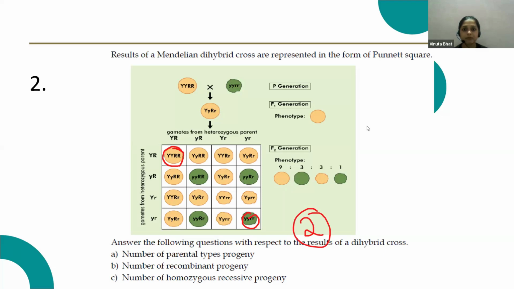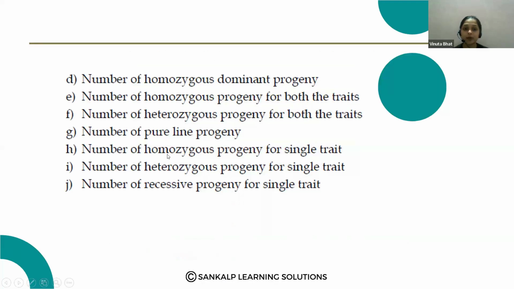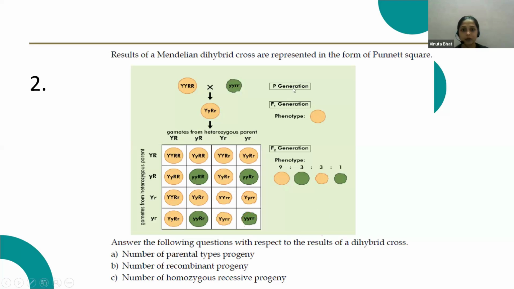Okay, next. Number of homozygous progeny for a single trait. It should be homozygous. Okay, for a single trait it should be homozygous. So this one, for a single trait it should be homozygous condition. So this is also homozygous for the single trait and this is also homozygous for the single trait. Homozygous for the single trait.